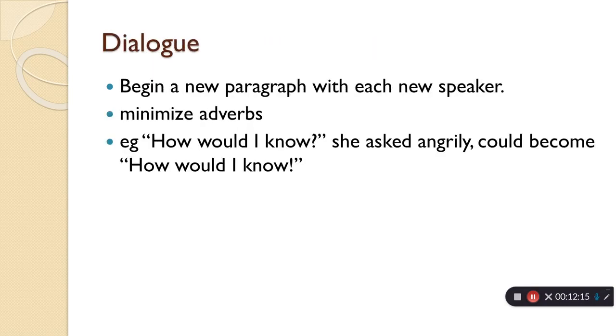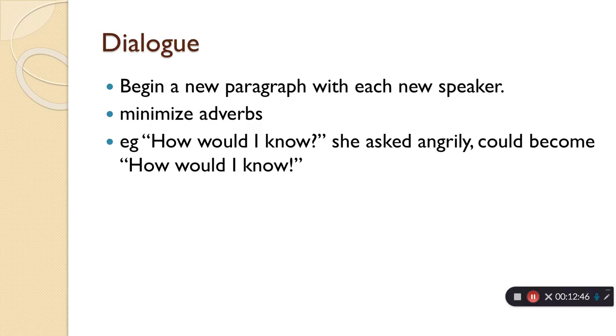Okay, a couple other things with dialogue then. Begin a new paragraph with each new speaker. You want to minimize adverbs. Like this part: so how would I know? She asked angrily. Okay, that could easily be rewritten this way: how would I know? With an exclamation mark. It implies you're asking angrily. So be aware of this. She asked angrily, or he said gently. May as well just say he whispered. So it's about finding the right words.